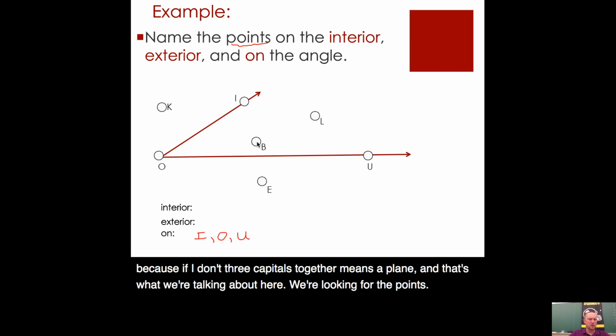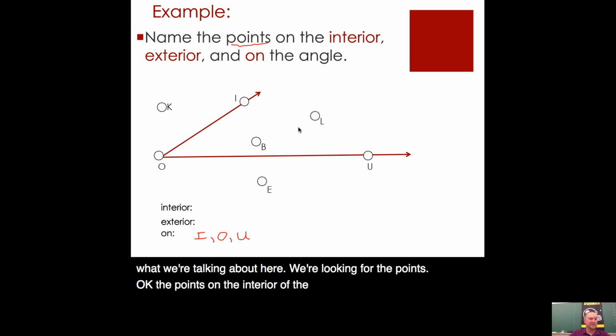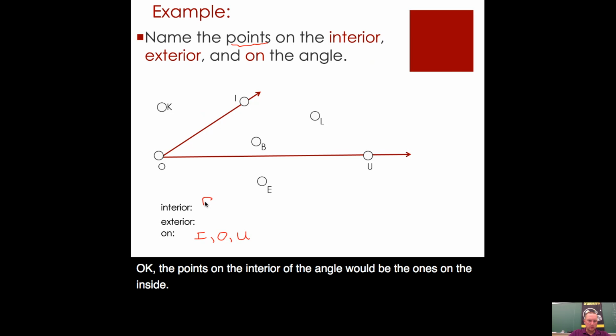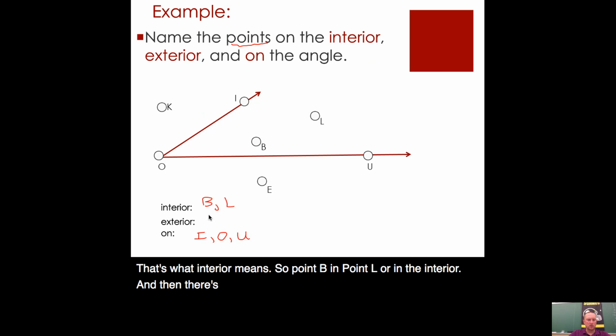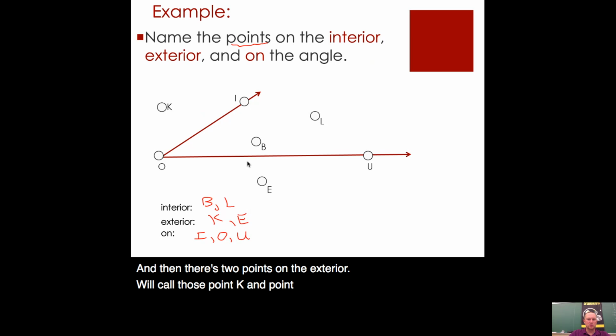Okay, the points on the interior of the angle would be the ones on the inside. That's what interior means. So point B and point L are on the interior. And then there's 2 points on the exterior. We'll call those point K and point E. Again, just make sure you use commas there to separate them.